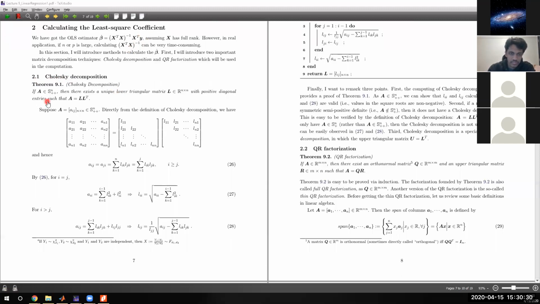Anyway, the point is this: if I have a matrix A, which is a positive definite matrix, S plus plus means positive definite. If there's only one plus, it means positive semi-definite, symmetric. Then there exists a unique lower triangular matrix L with positive diagonal entries such that A equals L L^T. You can simply have a look at this, which is easier. This A is positive definite, and it tells you that I must have a unique such lower triangular matrix L. So this is unique, this is lower triangular, and of course L^T is upper triangular. And A equals this. So this is a Cholesky decomposition.